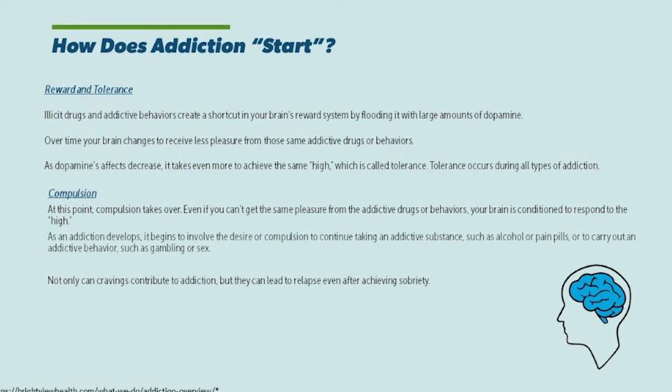Addiction starts really based on two components. There's the reward tolerance process and then the compulsive piece of addiction. With the reward and tolerance process, essentially by using substances or engaging in behaviors repeatedly, the brain is flooded with dopamine. Over time, it takes more and more of that behavior or that substance to get the same effect, and a condition called tolerance develops.